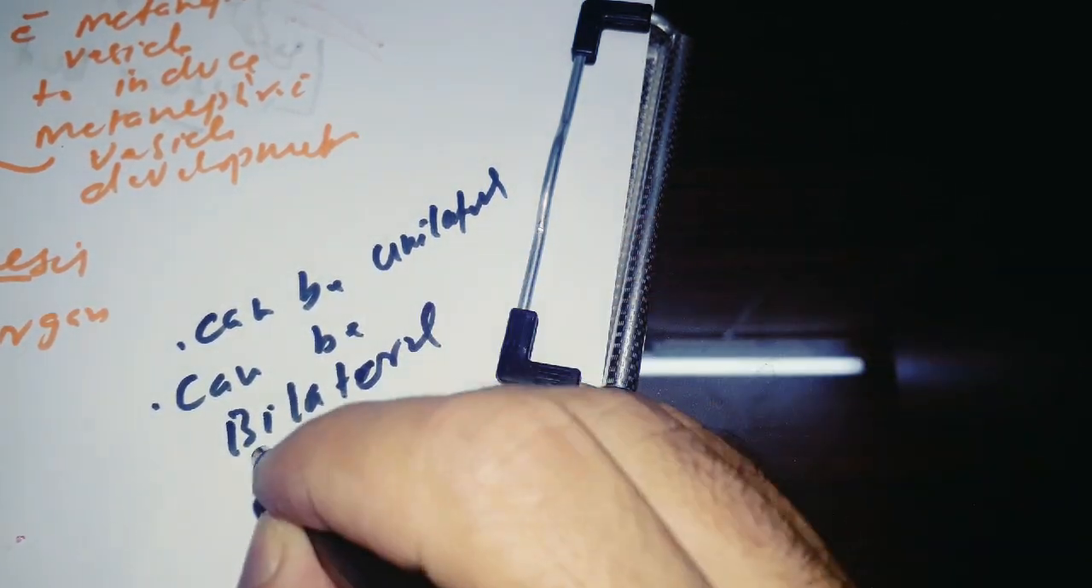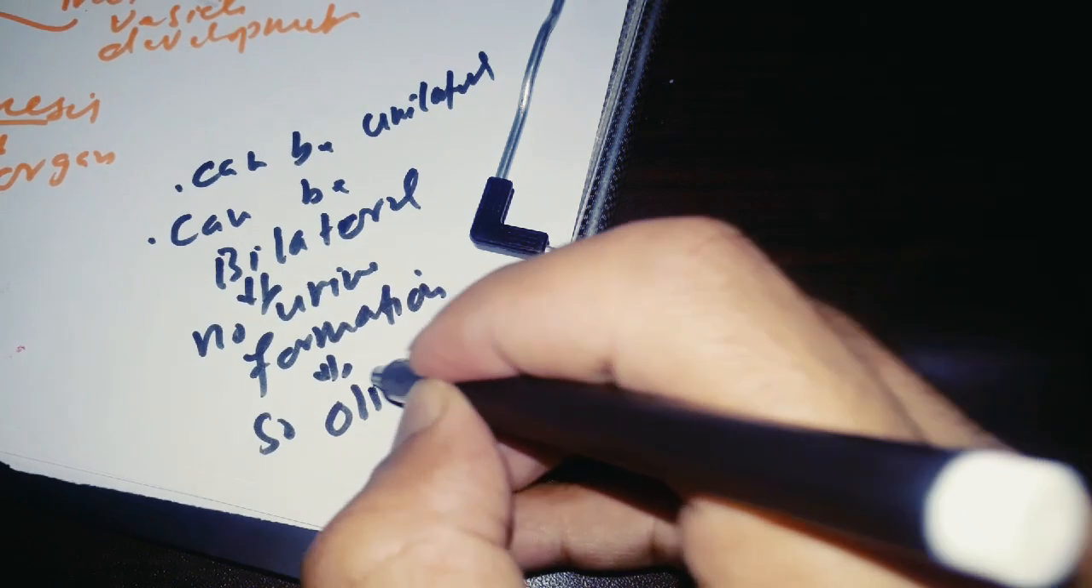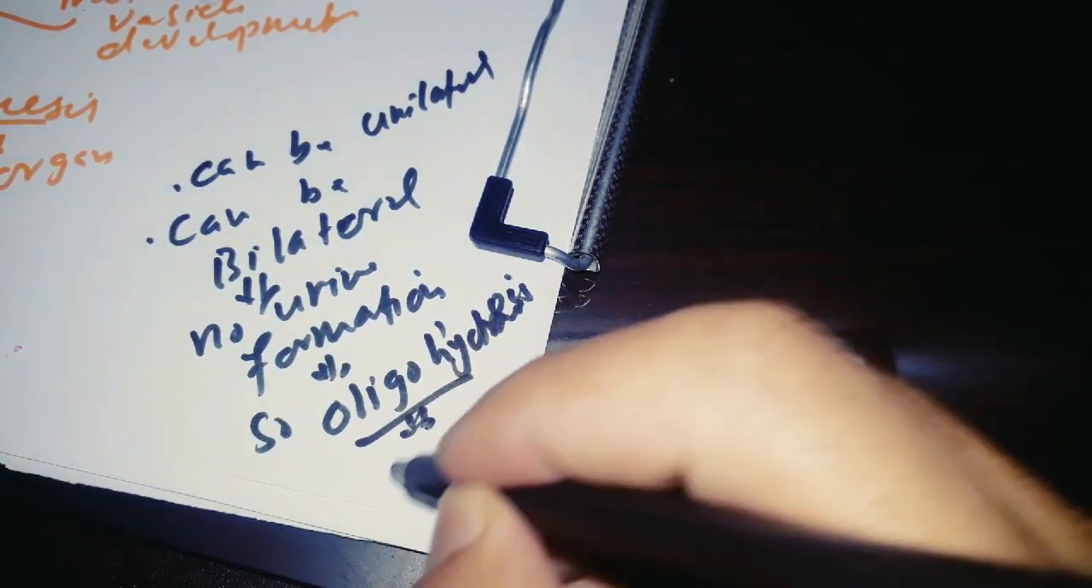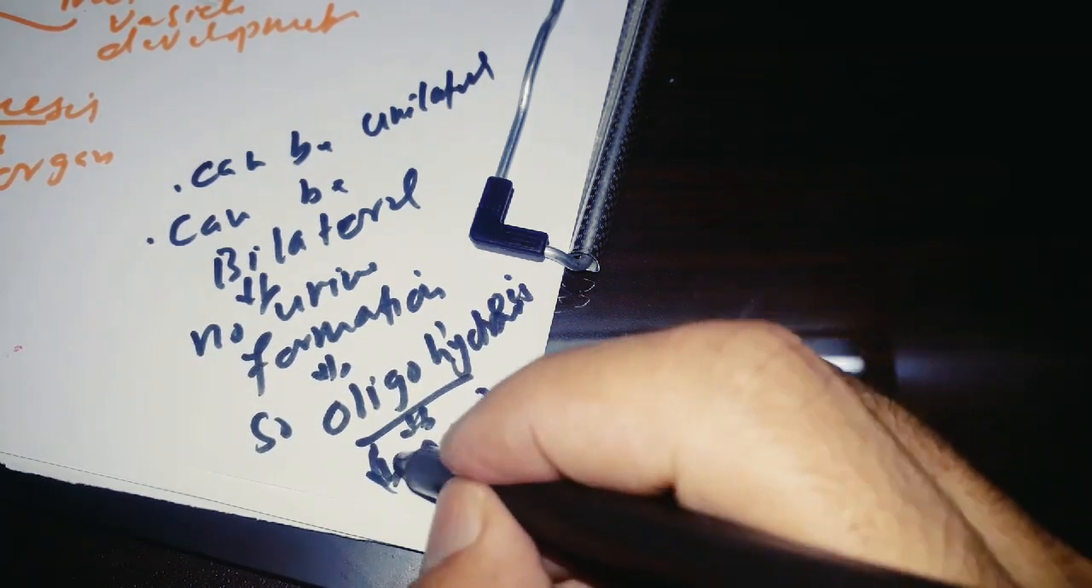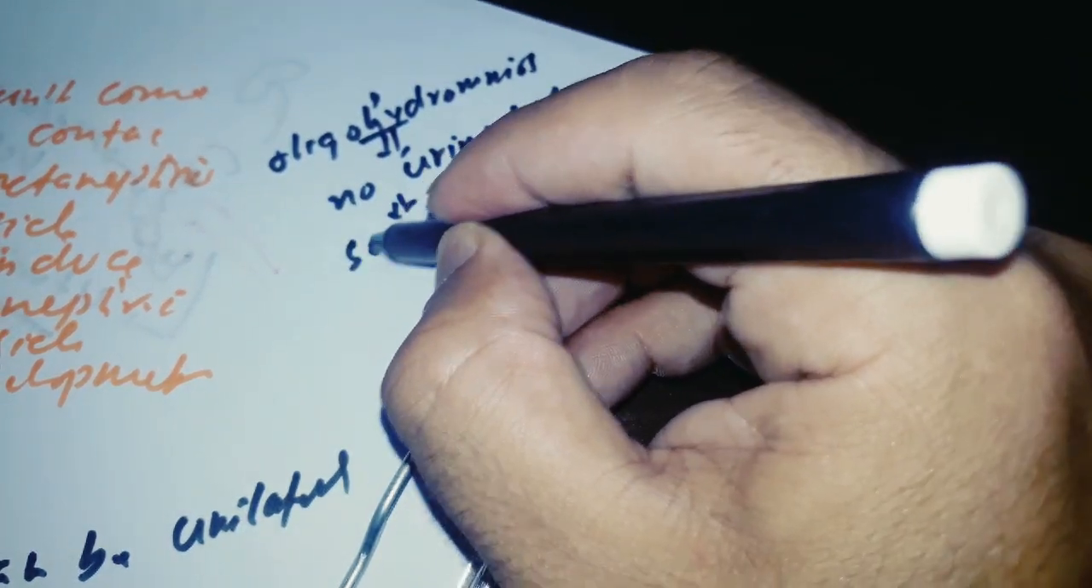Now bilateral will lead to no urine formation. If there is no urine formation, it is called oligohydramnios. Oligohydramnios means that there is a decrease in amniotic fluid, as urine is going to form amniotic fluid. With no urine formation, there is a decrease in amniotic fluid.